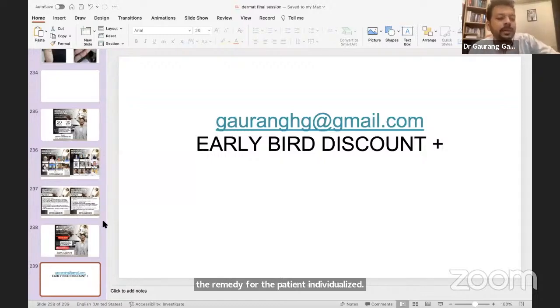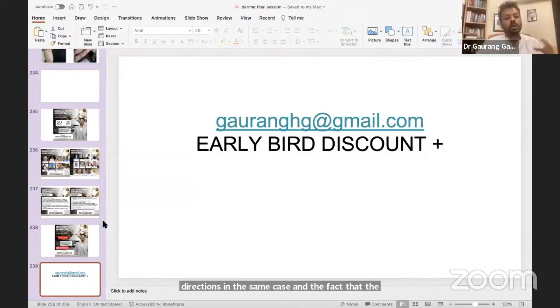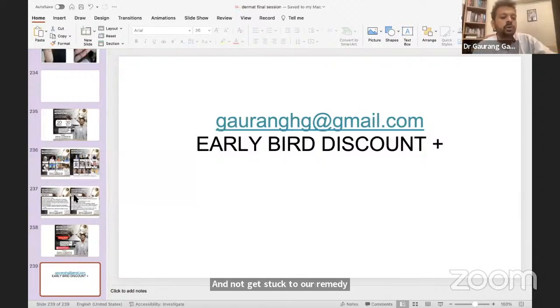Colina writes, can you elaborate on prescribing multi-dimensionally? What is layered thinking? Colina, that's what we discussed a little bit today. Maybe I will try to find a way by which I could make a little short video talking about what is multi-dimensional, what is multi-layered approach, maybe sharing more cases. But the idea is to think in different directions in the same case, and the fact that the patient may require different layers of remedies at different points and not get stuck to a remedy or a dose. This is the long and short of it.